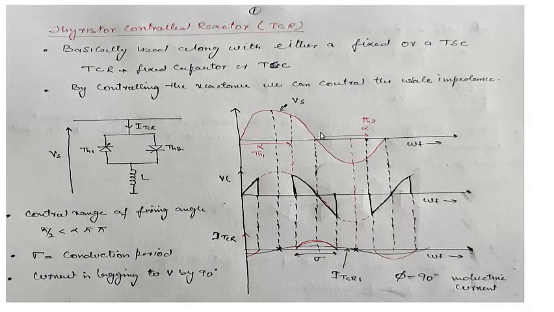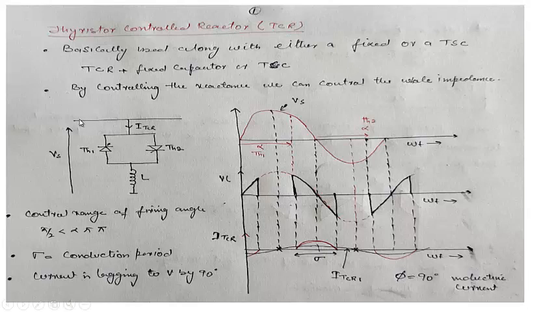And in the part of the SVC we'll discuss first the TCR, that is thyristor controlled reactor. Basically, thyristors, as we have seen, are not used individually. They are used along with a fixed capacitor or TSC, that is thyristor switched capacitor. So it becomes TCR plus fixed capacitor or TCR plus TSC. By controlling the reactance of this, we can actually control the whole impedance of the SVC. So first we'll discuss TCR, and after that we'll see what will happen to this SVC.